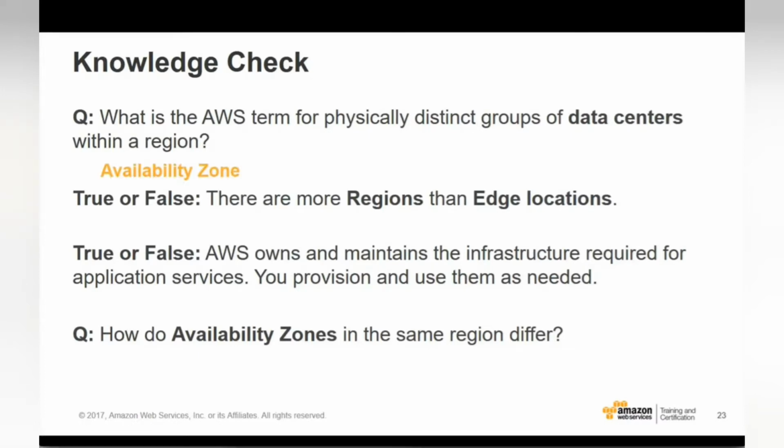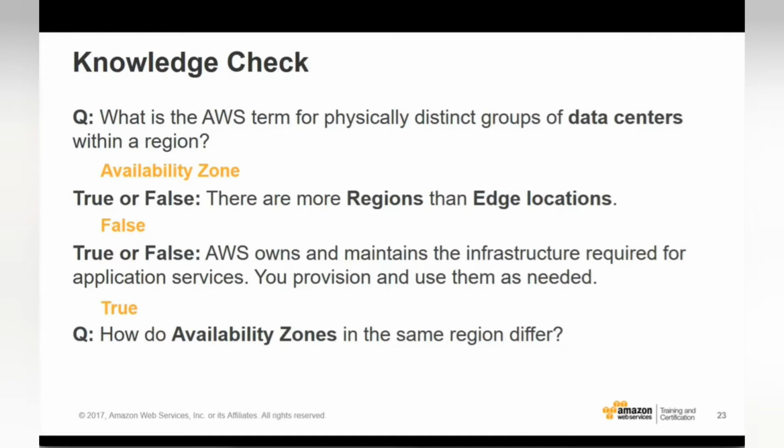Yeah? True or false? There are more regions than edge locations. What do you think? That's going to be false, isn't it? Many more edge locations than there are regions. True or false to this one then? AWS owns and maintains the infrastructure required for application services. You provision them and use them as and when you need them. It's pretty obvious that that's true, isn't it?